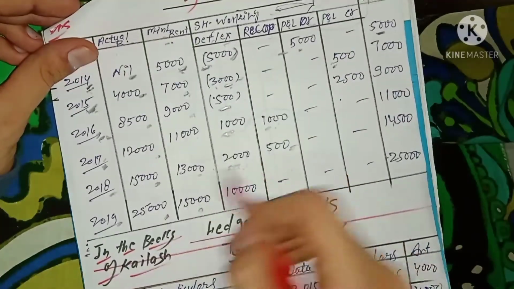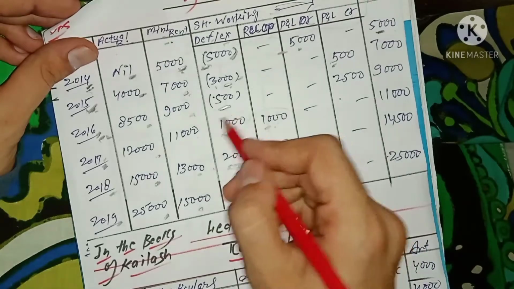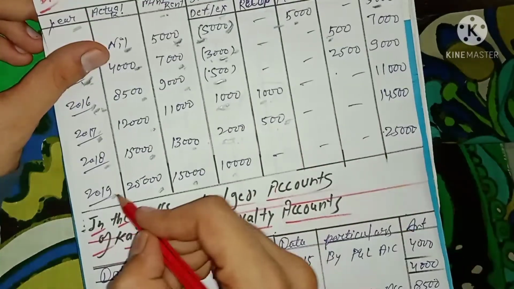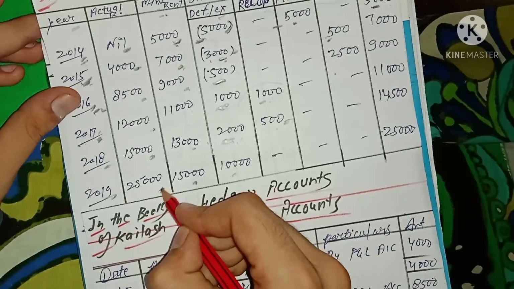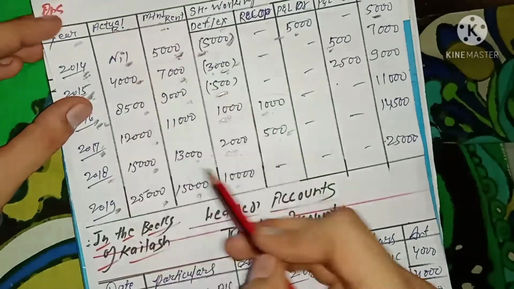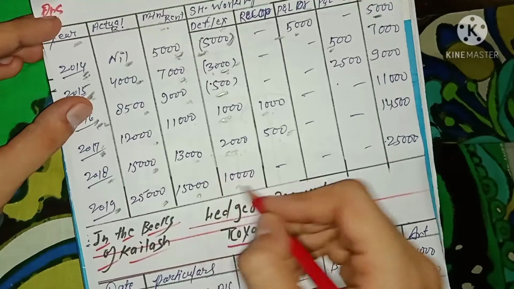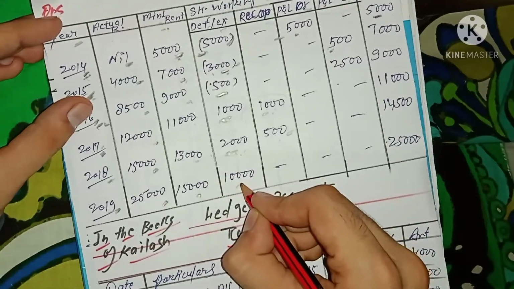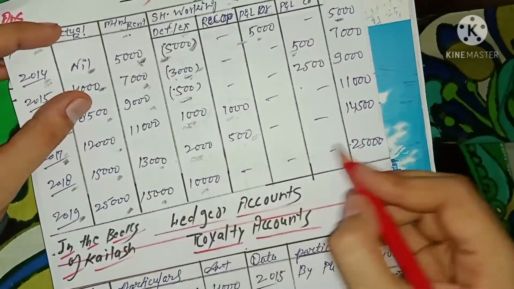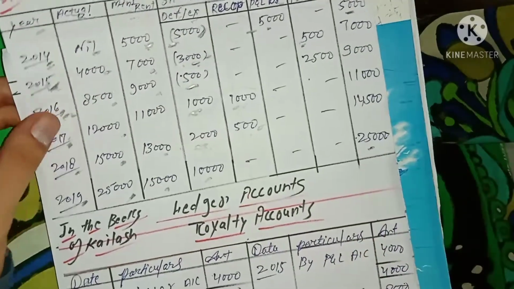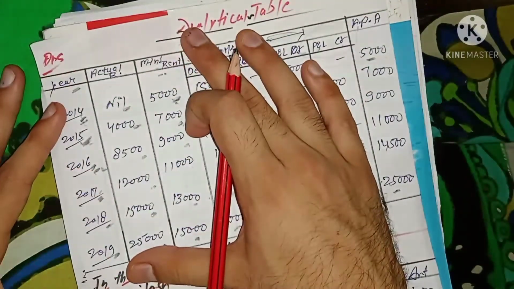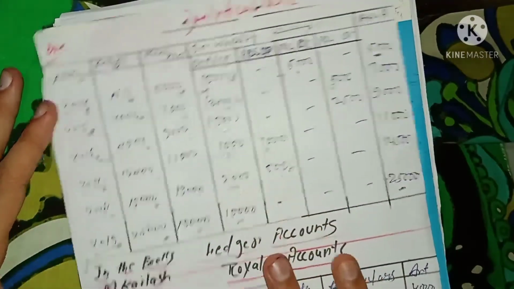Here you can see in the year 2018, 500 has been recouped, and the whole amount incurred in the year 2016 has been recouped. In the last year, there was an amount of 25,000 relating to the actual royalty, and minimum rent of 15,000. So the actual working amount of 10,000 was incurred, and the whole amount of actual royalty will be payable to the patenter. So this is how our analytical table has been completed.